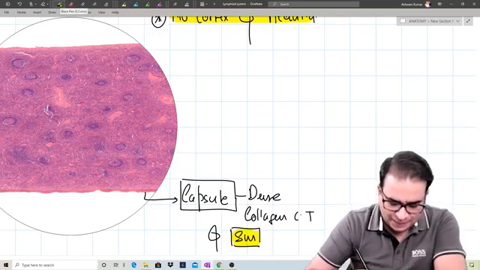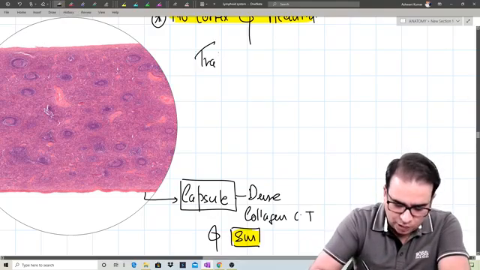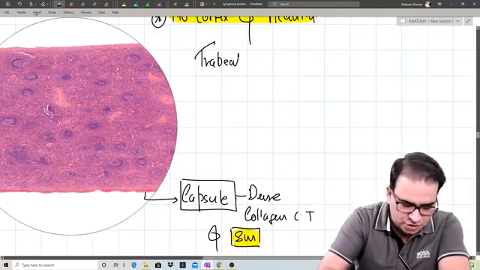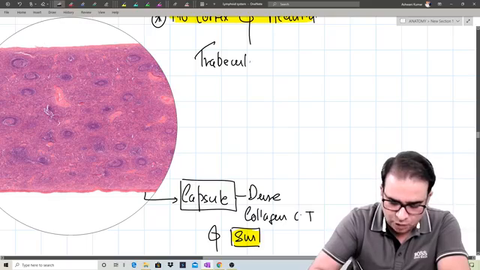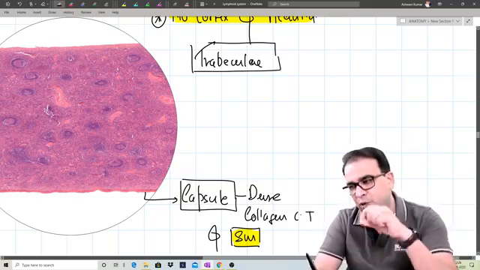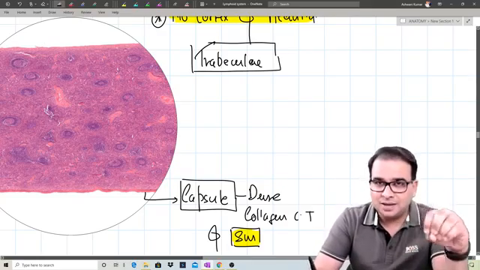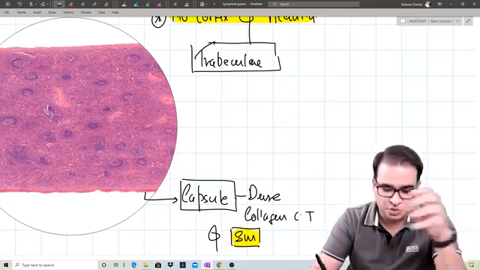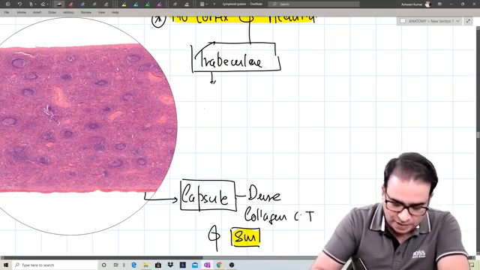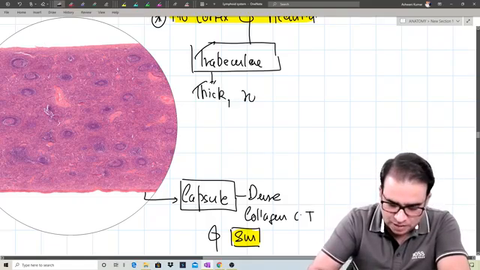Now we do have a capsule and we do have trabeculae also, guys. Now the thing about the trabeculae, or the septation of the spleen, and how it is different from the lymph node: first of all, the trabeculae are very short, they are thick, they are robust, and they are branched.